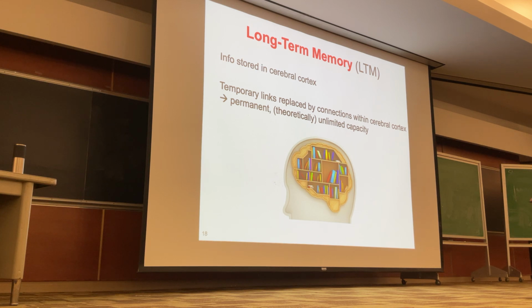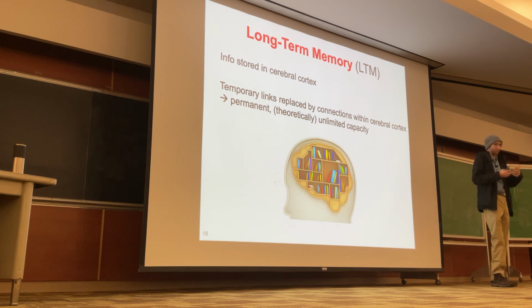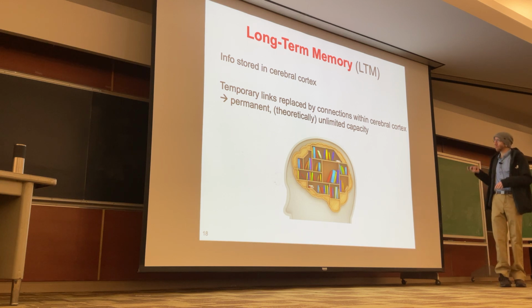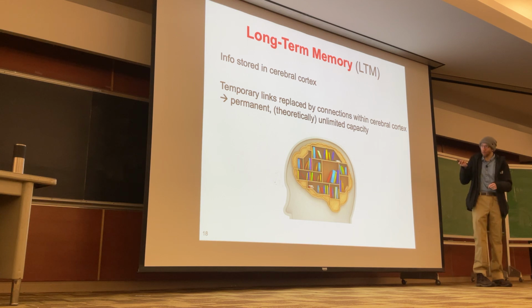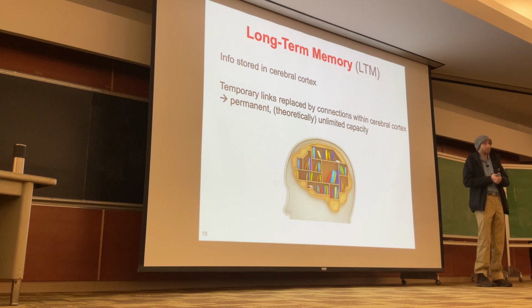The other type of memory is long-term memory. So this is where information is stored in the cerebral cortex. It's not involving the hippocampus anymore because we are making new long-term connections. We're forming new synapses. And again, to the extent there is a physical medium for memory, it's new synapses. Now, in terms of duration and capacity, long-term memory is theoretically permanent. In some cases that seems to be the case. People remember stuff from their childhood very late in life.